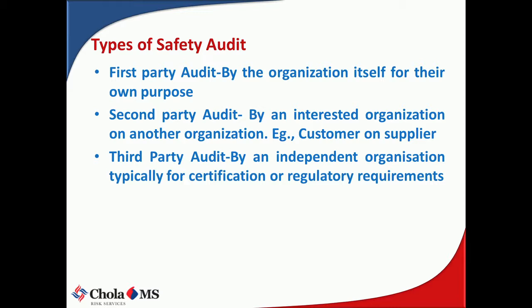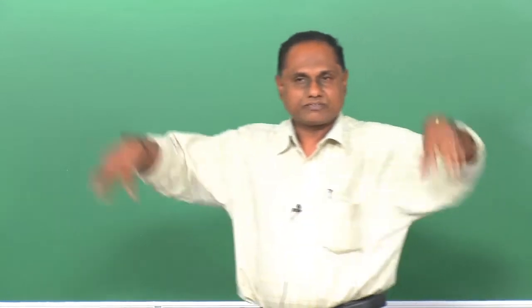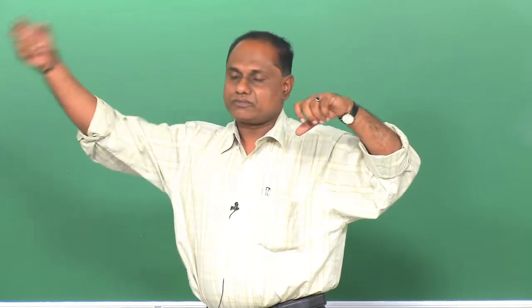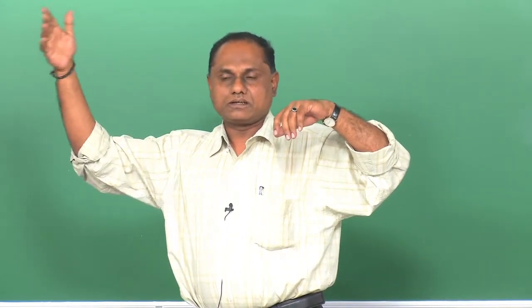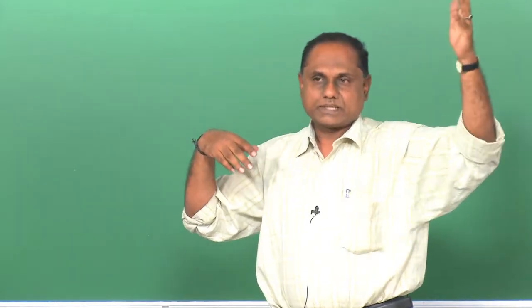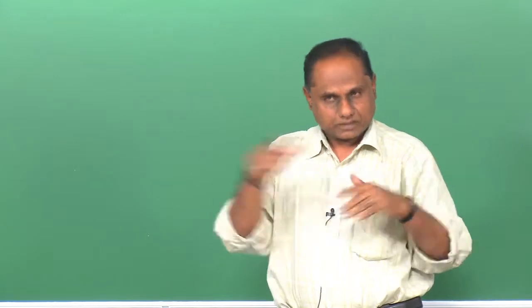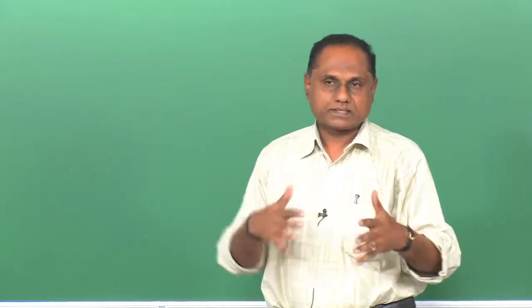First party audit is basically when an organization does it on its own, through its own people. For example, a company like Tata has got different companies, one location in Tamil Nadu, others at different places. So inter-unit, they can do their own audits. That's their first party audit.